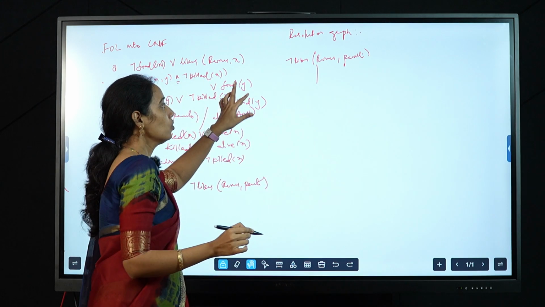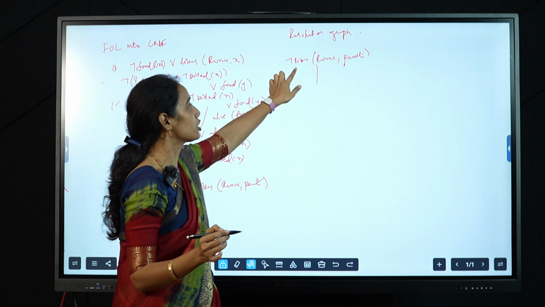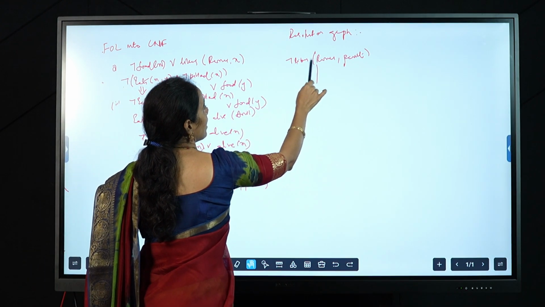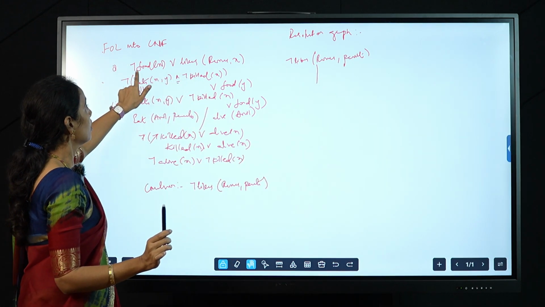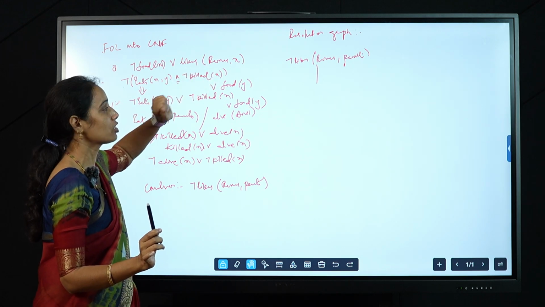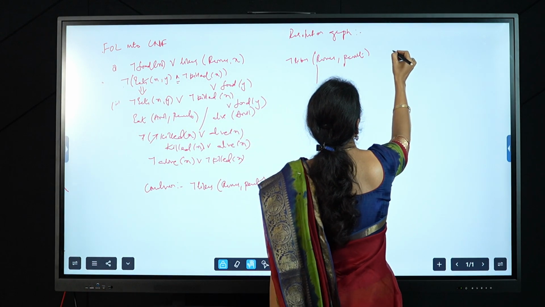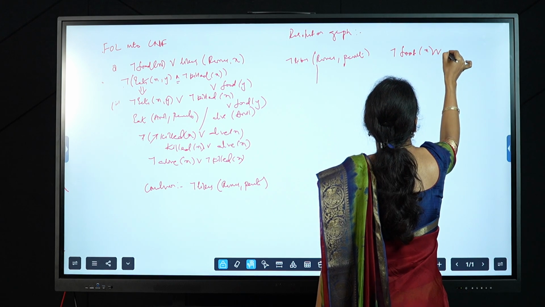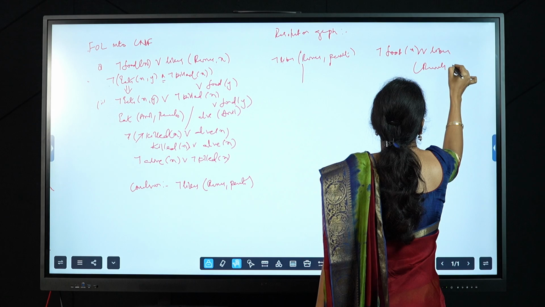Okay. Now let us introduce one more fact in such a way that there should be a conflicting term. So see here, negation likes Ramu comma peanuts. Just see the first CNF: negation food of x or likes Ramu comma x. So we can say that these two terms can be conflicting. So let us introduce this one, that is negation food of x or likes Ramu comma x.